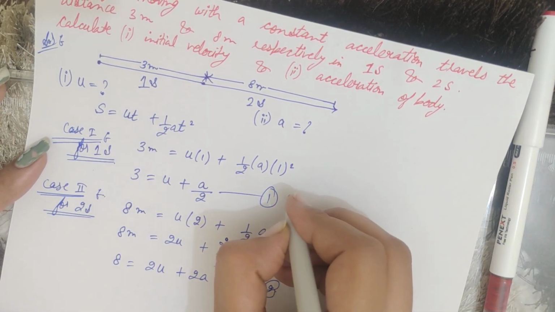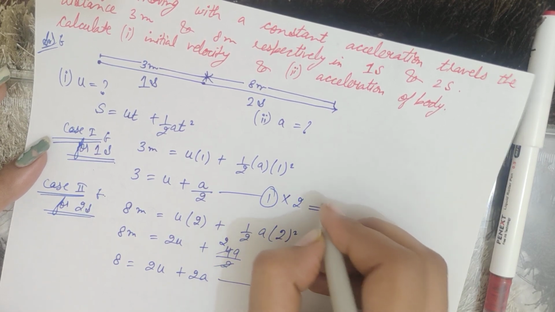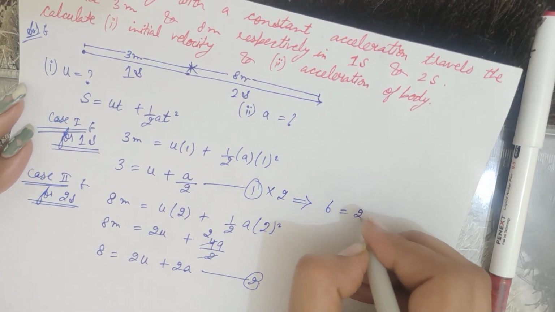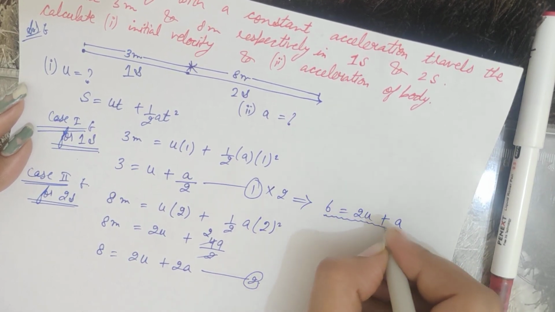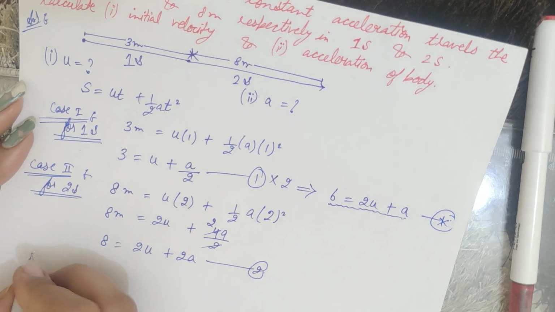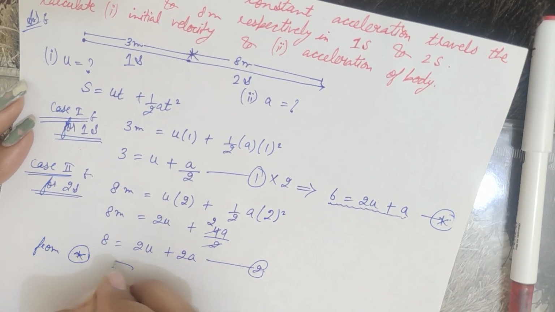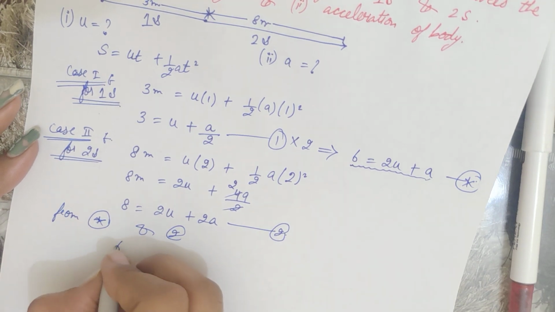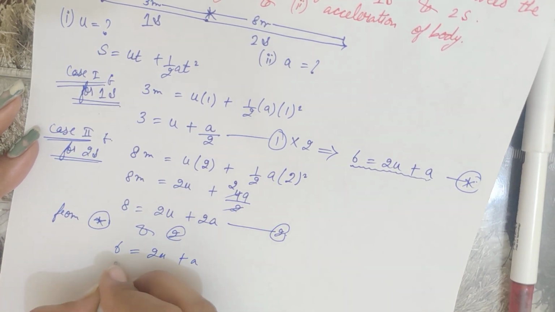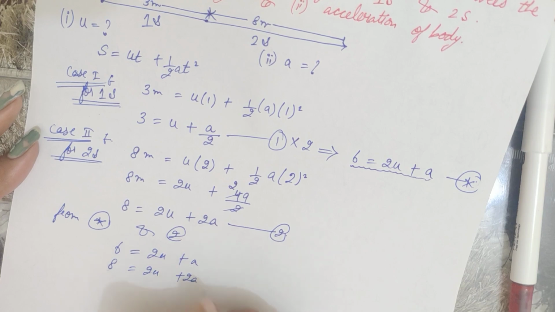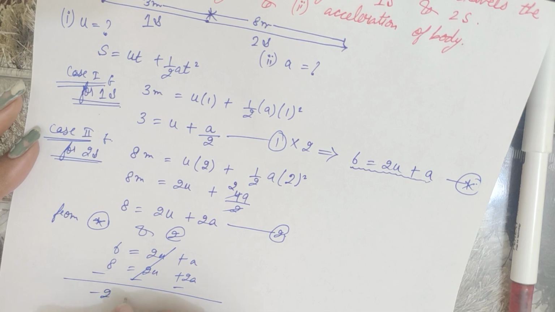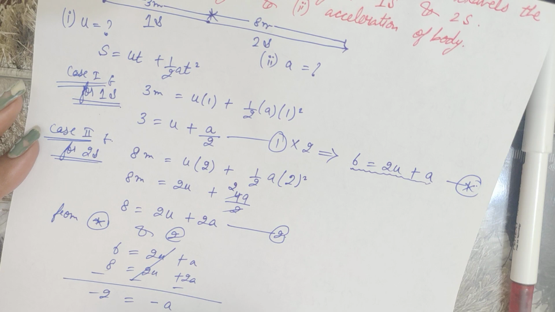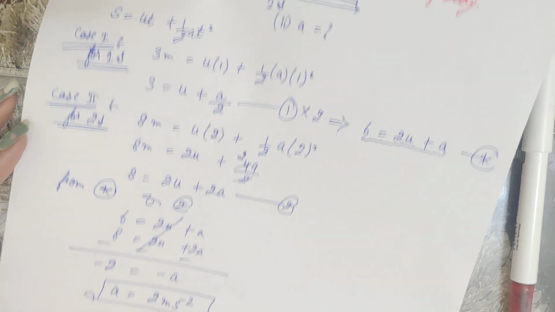The first equation we are multiplying with 2. After multiplying, we will get 6 is equal to 2u plus a. This is our starred equation. Now from the starred and the second equation, we are eliminating the values of u and a. These are the two equations. After changing signs, these two will get cancelled out. Minus 2 is equal to minus a. So a is equal to 2 meter per second square. This is the value for acceleration.